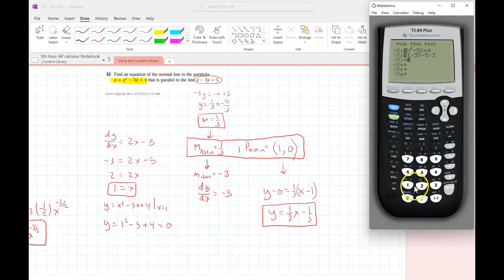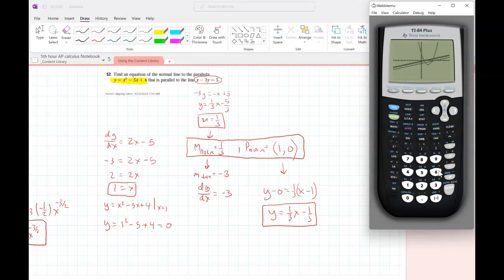And then this one will be my normal line. And I'll do that with a thick line. We'll graph that just on the standard window. So there's my parabola. There's the line. There's my normal that's tangent, or that is parallel to that other line. So that all looks good to me.